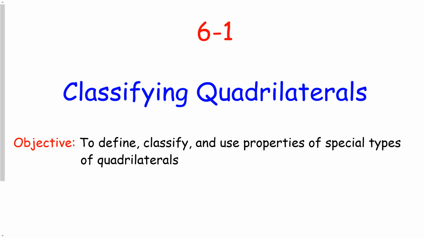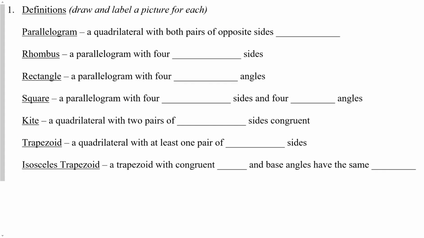In Chapter 6, we start looking more closely at quadrilaterals, which are our four-sided polygons. Then specifically in Section 6.1, we classify those quadrilaterals, and then in later sections, we begin learning and talking about the different specific properties for each type. So here are just some definitions for you.